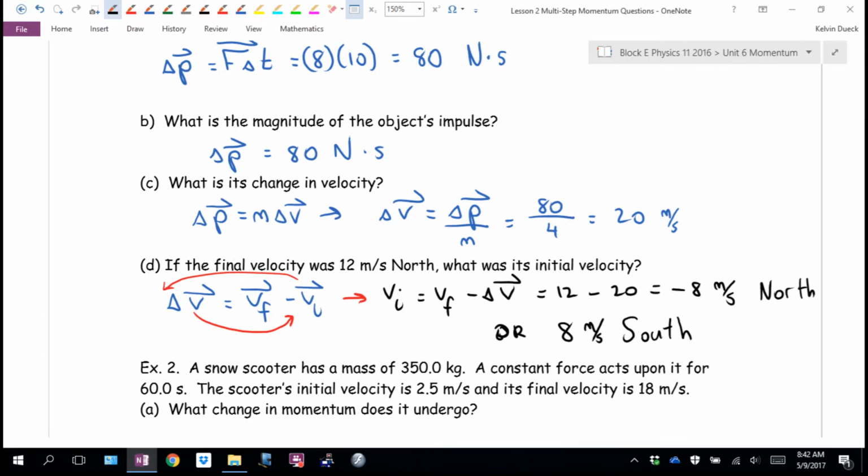Your impulse, a force was applied to you, and your final velocity was 12 meters per second for a change in velocity of 20. 12 meters per second north. Okay?